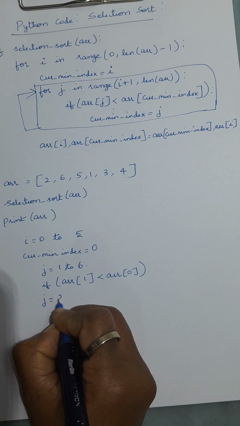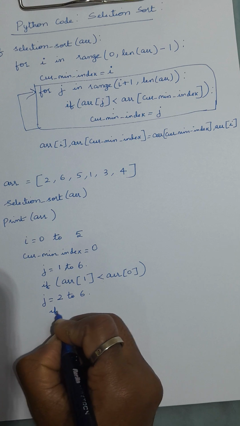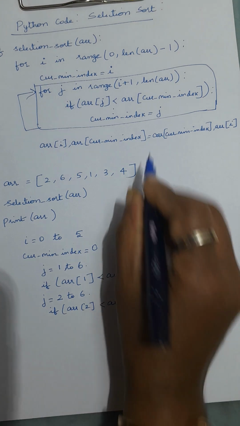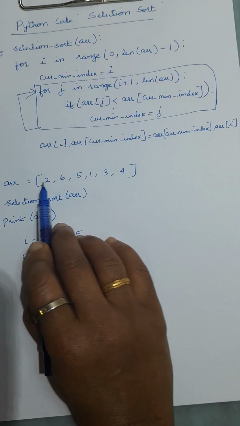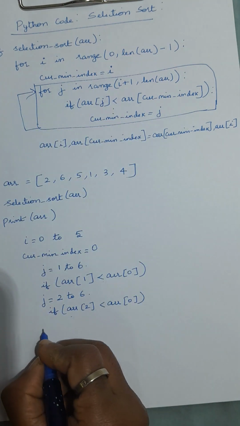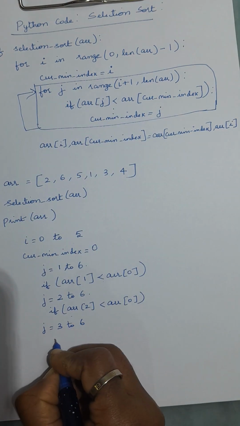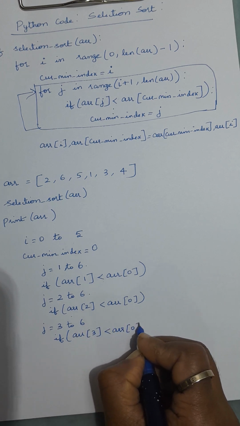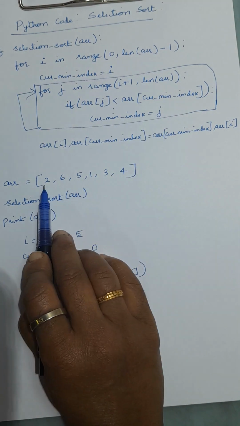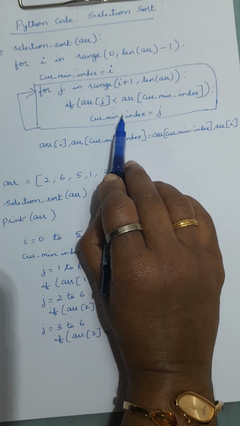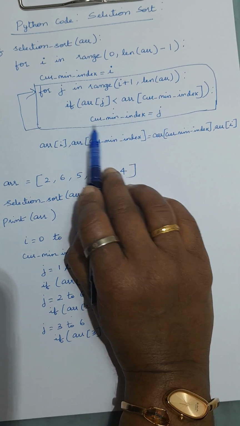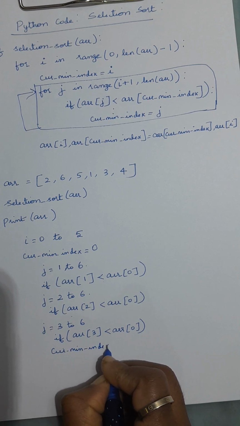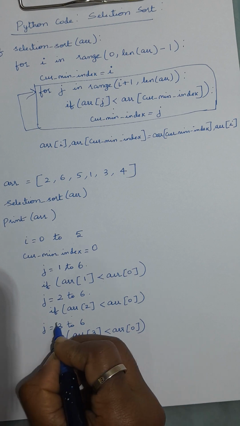Now again j value is incremented, 2 to 6. Now it checks if array of 2 is less than array of 0, since current minimum index is still 0. What is array of 2? 5 is less than 2? No, nothing happens. So it moves to the next iteration of j. j is equal to 3 to 6. If array of 3 is less than array of 0. What is array of 3? 1. Is 1 less than 2? Yes, of course. So it enters the if conditional statement. I am changing the current index position value. Now current_min_index is equal to j. What is j value? 3.